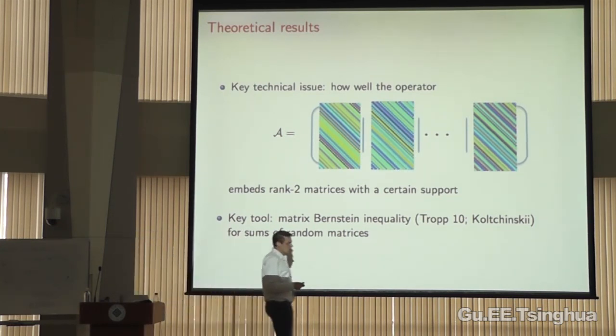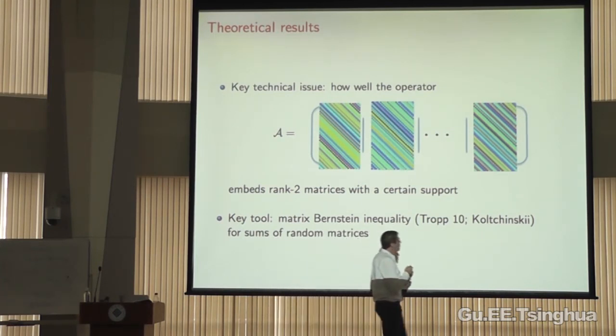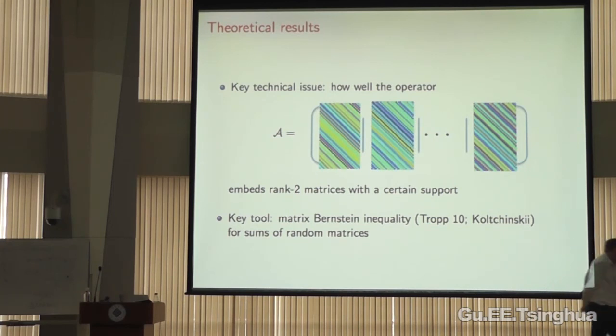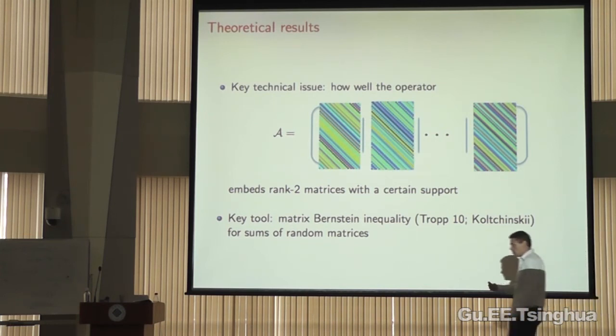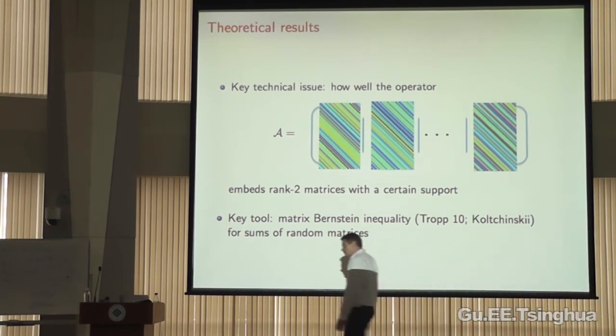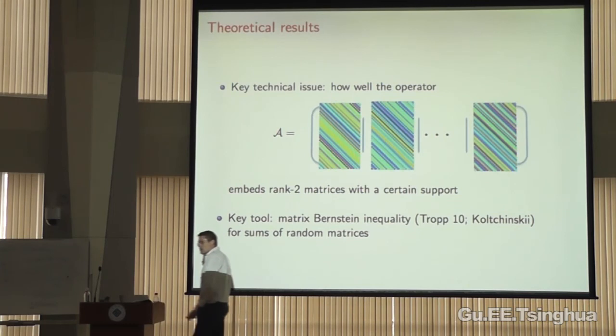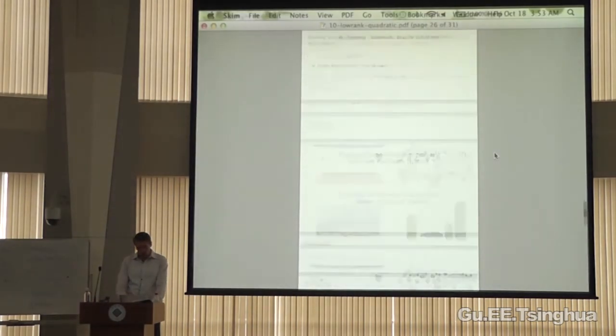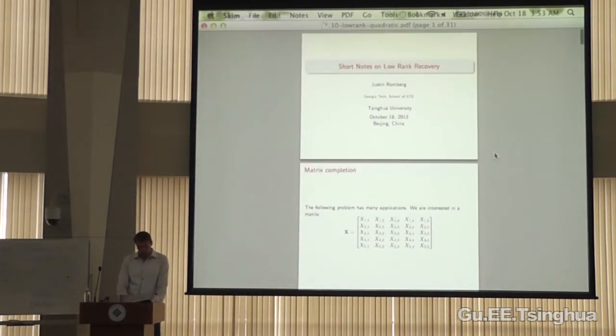Okay, so like I mentioned before, the key technical issue is how well this thing embeds the space of rank 2 matrices. In this particular example, we didn't exactly do some kind of restricted isometry property, but it still boils down to applying this to rank 2 matrices and figuring out how the energy is preserved. Okay, great. So that's just a very rough, high-level introduction to this problem of low-rank recovery.